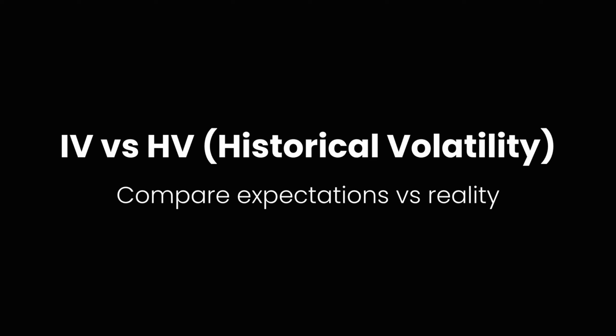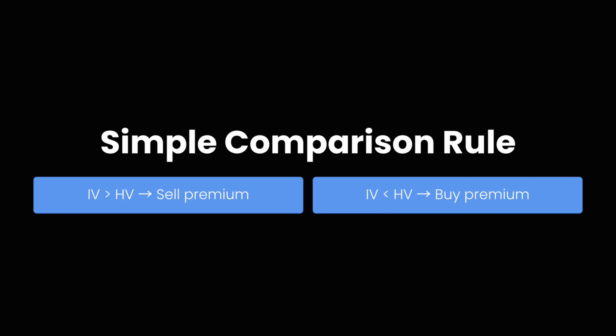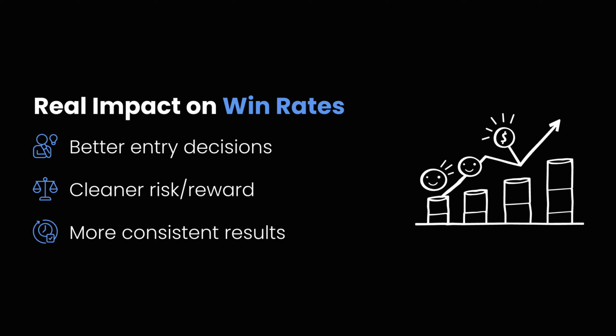To avoid that, experienced traders also compare IV to another data point: historical volatility, or HV. HV shows how the stock has actually moved in the past. By comparing the two, we get a clear picture. If IV is higher than HV, options are inflated. Selling strategies have the edge. If IV is lower than HV, options are undervalued. Buying strategies have the edge. This simple comparison can completely shift your win rate because you're no longer guessing. You're aligning your strategy with market conditions. Once you know the IV environment and your strategy, the next step is fine-tuning your position.